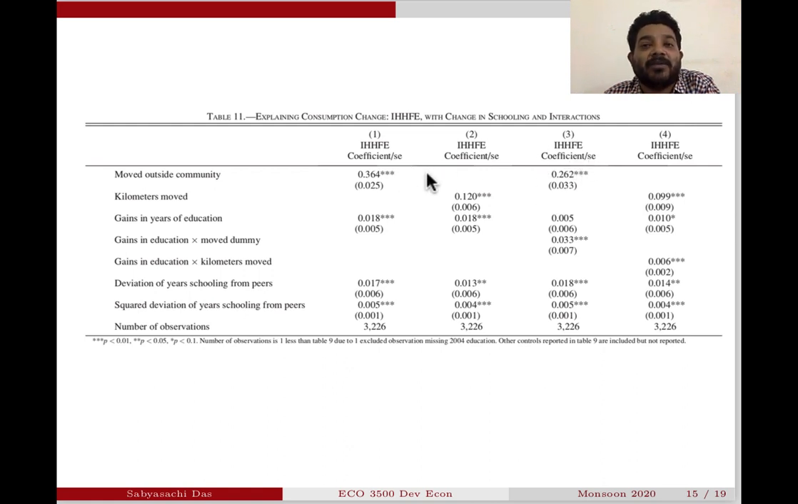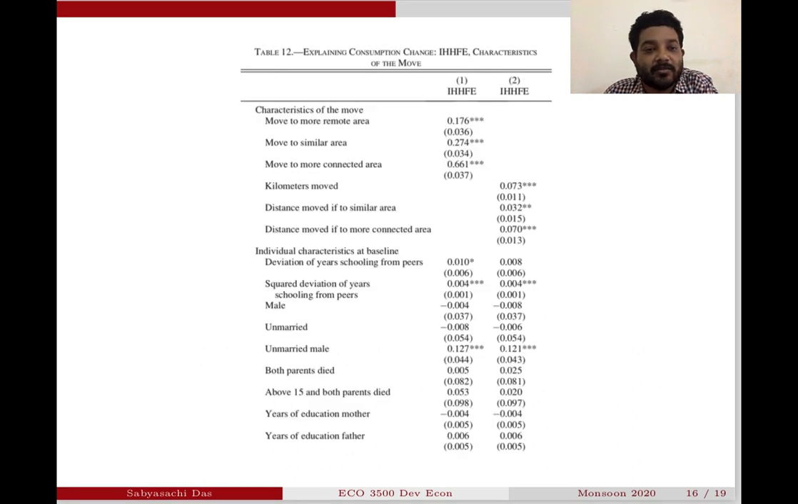So the return to migration cannot be explained by the fact that people have become more skilled or gained more education, and hence that's what's driving the migration return. It is true that some of it is driven by education increasing for the migrants, but even for people who do not experience an increase in education, migration seems to have an effect. And the same is true if you use kilometers moved. If you compare 2 and 4, kilometers moved and kilometers moved times gains in education, that matters, but kilometers moved still independently matters. So it's not all education. Again, even for low educated people, it looks like migration gives them a benefit.